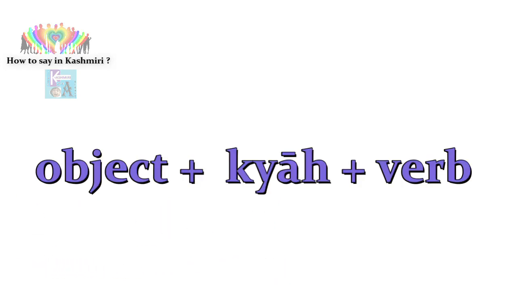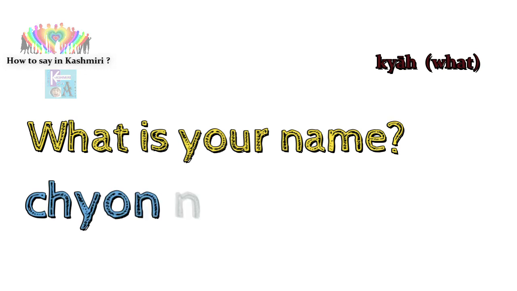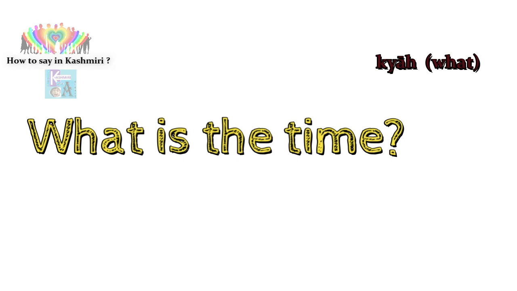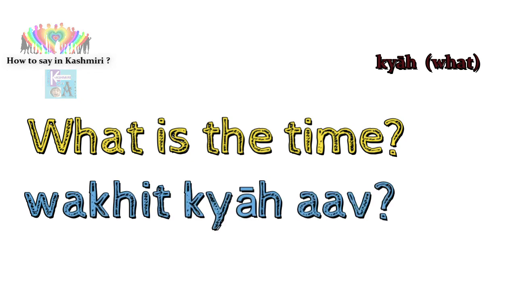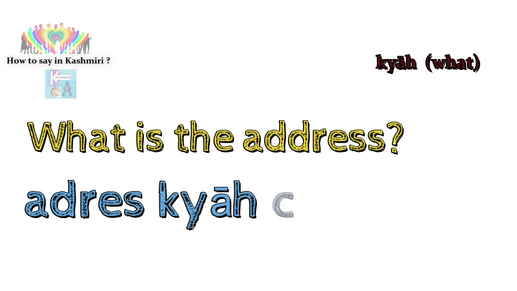So let's practice now. But before, let's review. The formula is object followed by kya followed by the verb. For example, what is your name? Can you say that in Kashmiri? Chon nav kya cho? What is the time? Waqt kya aav? What is the address? Address kya cho?